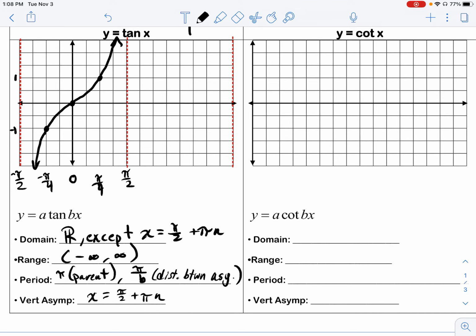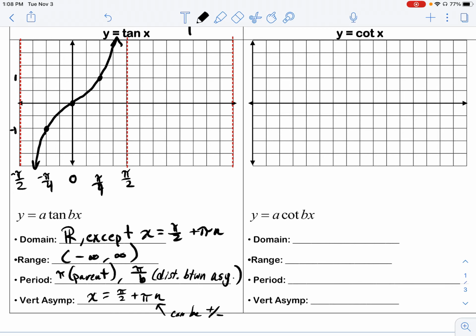Okay. And remember, n here is just telling you how many different periods apart we're talking about. So it can be both positive or negative. Okay. Let's graph another cycle of pi, or another period of pi, just so we make sure we understand.